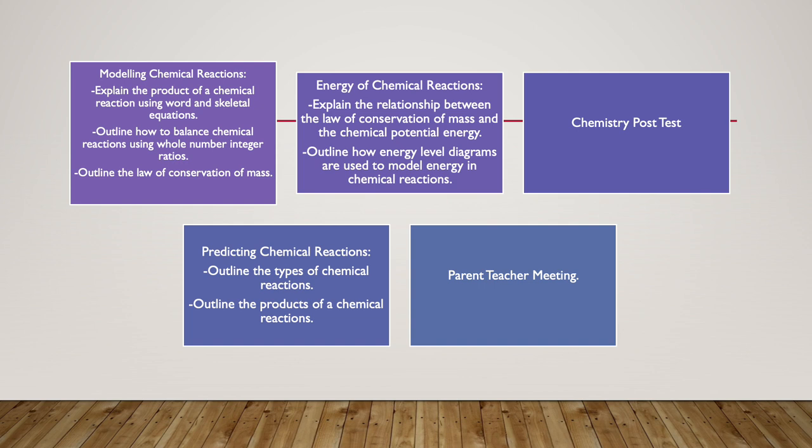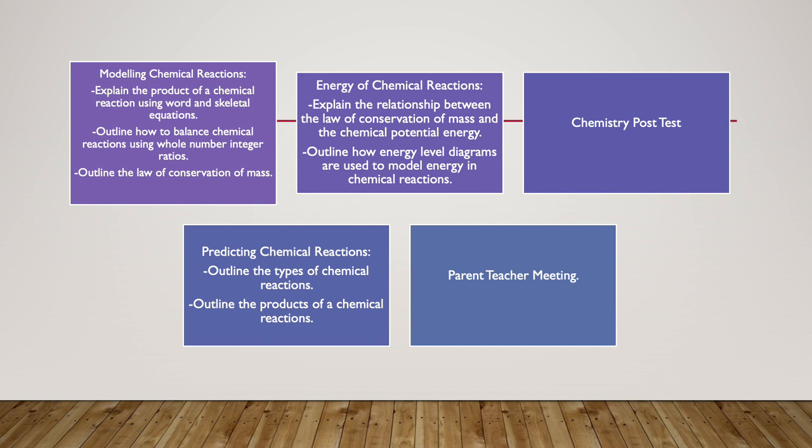On Sunday, we will cover modeling chemical reactions. During this class, we will explain the products of a chemical reaction using word and skeletal equations. We will also outline how to balance chemical reactions using whole number integer ratios, and we will learn how to find the sum of coefficients of balanced chemical equations. Finally, we will outline the law of conservation of mass.